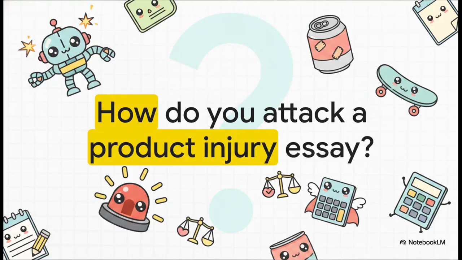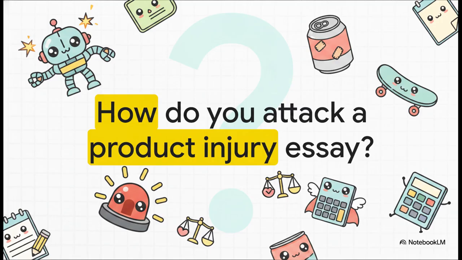So picture this. You're reading a typical torts essay, cruising along and suddenly, boom, a plaintiff is injured by a product. That right there? That is your ultimate trigger. So how do you actually attack a product injury essay? Well, a lot of students fall into a massive trap here. They spot the defective product, they immediately jump into a strict liability analysis, and then they just stop. If you do this, you are literally leaving major points on the table.